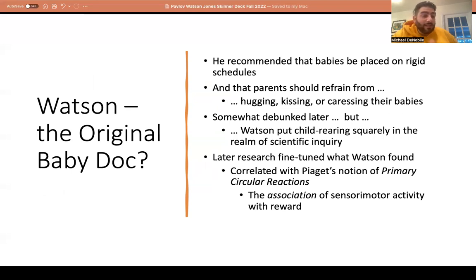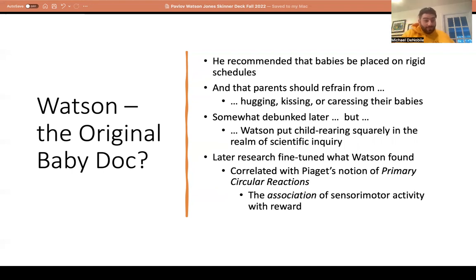So Watson is known as the original baby doc. He recommended the babies be placed on rigid schedules and that parents should refrain from hugging, kissing, or caressing their babies. We already learned with Ainsworth that that doesn't work. So it was somewhat debunked. But Watson put child rearing squarely in the realm of scientific inquiry.